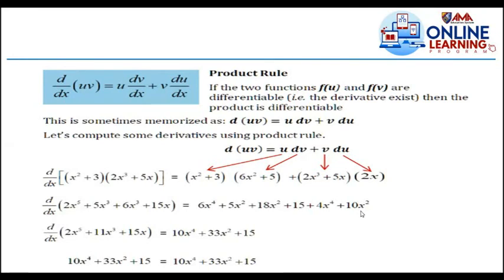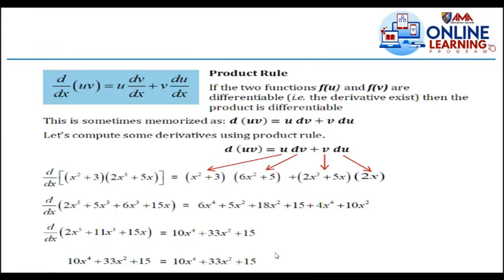Okay? So next, collecting like terms. If we're going to collect like terms, so we have 6 plus 4, 10x to the fourth. And then, 5x squared plus 18, we have 23. Plus 10, we have 33x squared. Then we have 15. So therefore, simplified further, we have 10x to the fourth plus 33x squared plus 15.